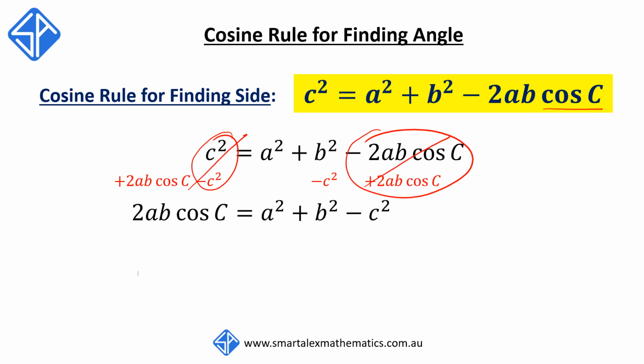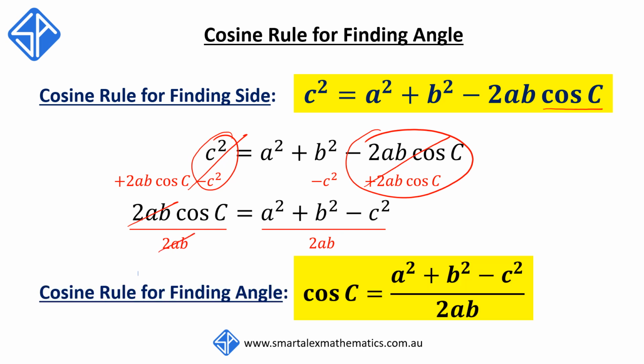Then we're going to divide both sides by 2ab. This will get rid of the 2ab on the left, and this will give us the final formula, the cosine rule for finding angle, being cos c is equal to a squared plus b squared minus c squared, all divided by 2ab.